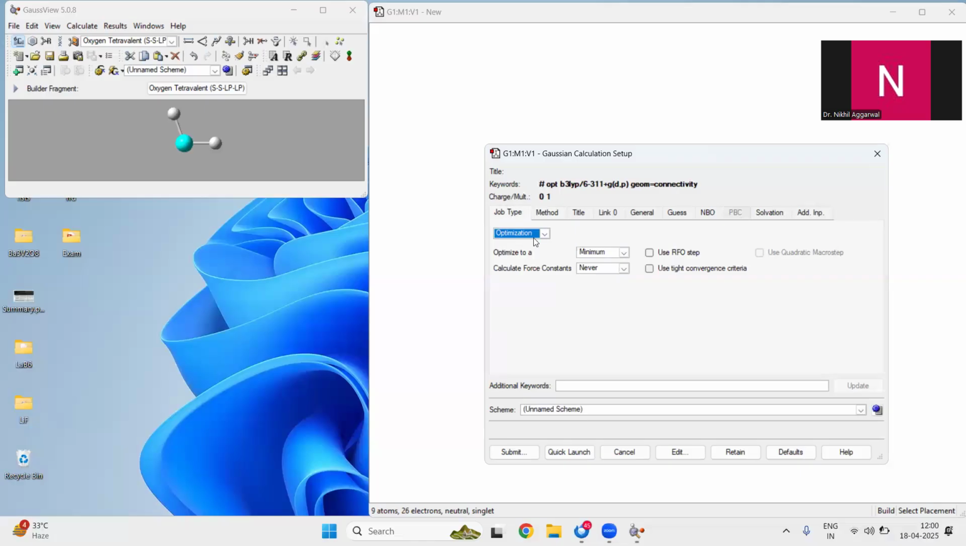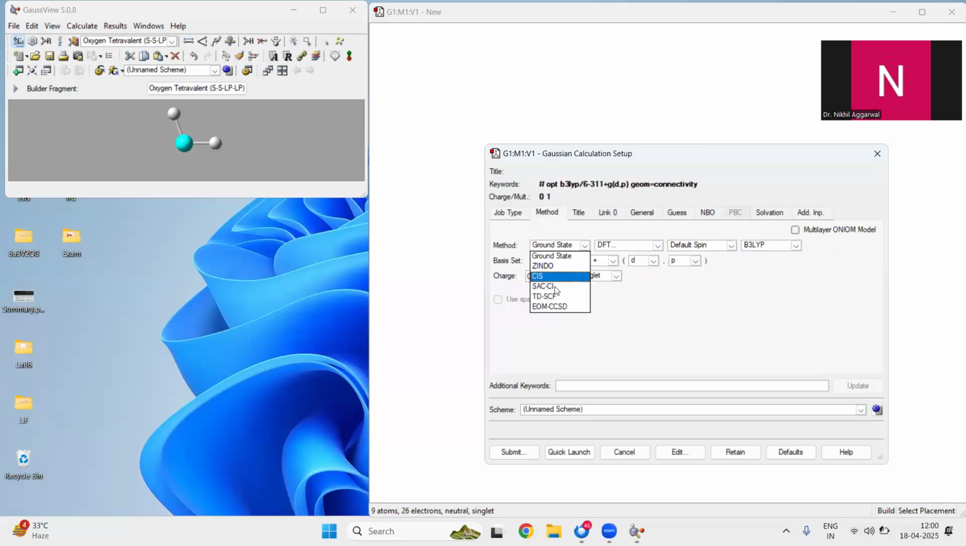Quick summary. Optimization, we looked at what optimization is. Then we understood the concept of transition state and minimum energy. Then we understood the concept of force constant and tight convergence criteria, 10 raised to the power minus 5, 10 raised to the power minus 6. Then under the method: ground state, TDSCF, fluorescence, phosphorescence, out file reading. When will we learn that, sir? We'll learn it on day number 3, that means tomorrow.